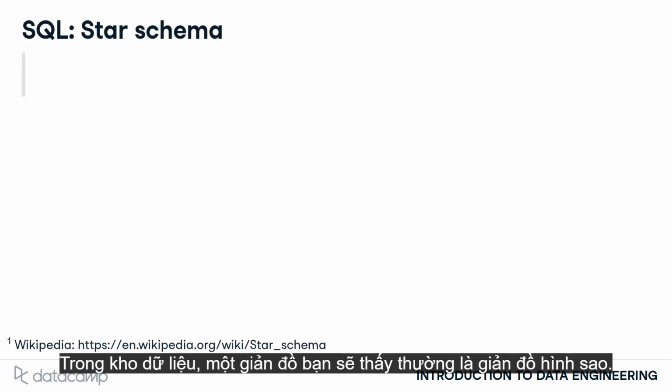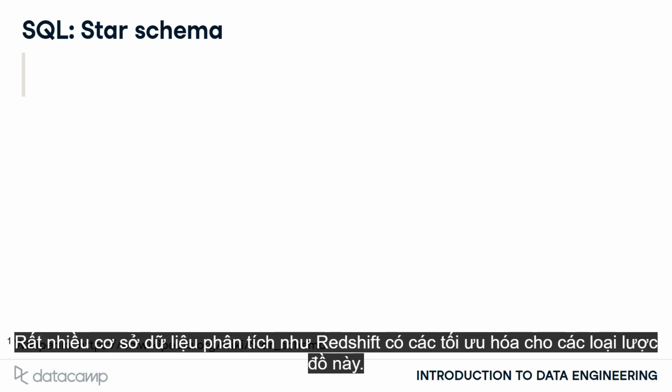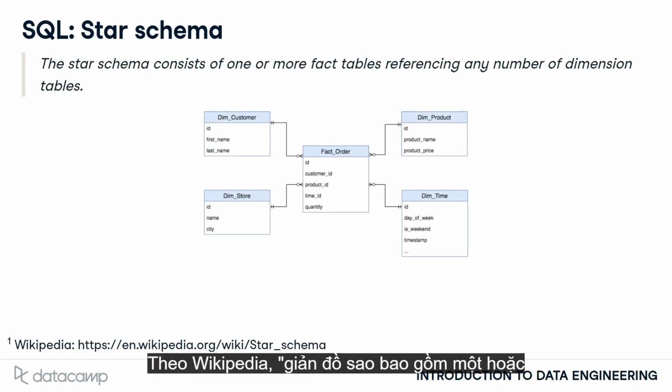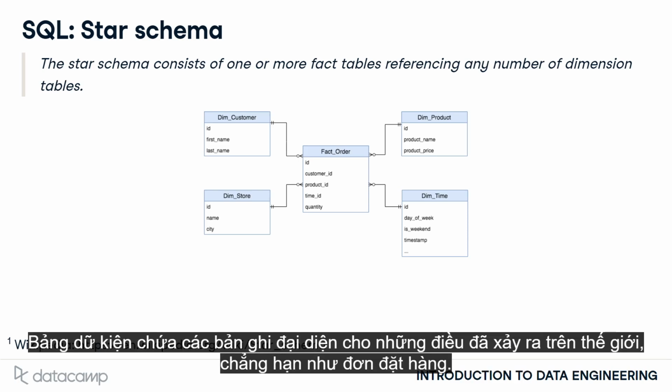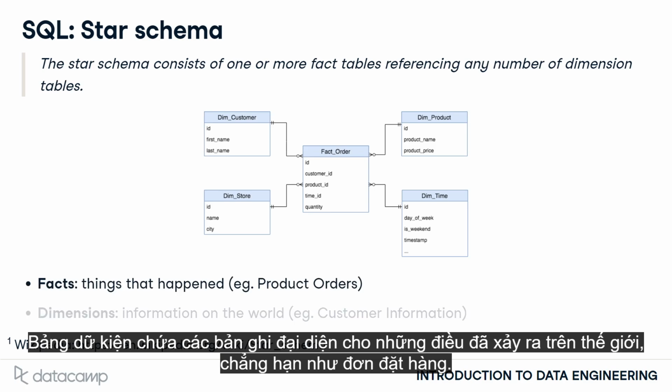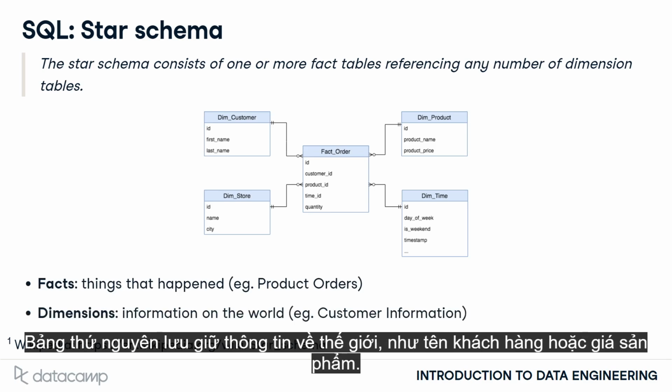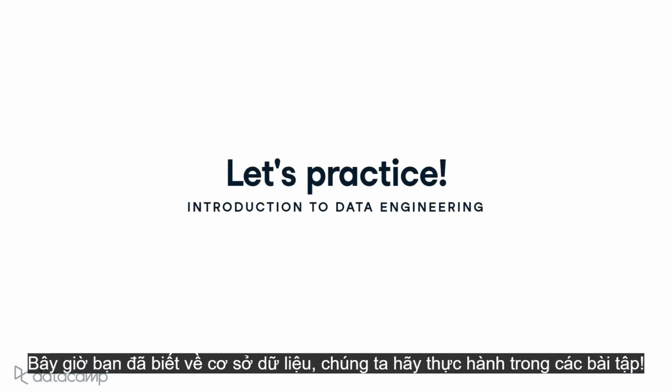In data warehousing, a schema you'll see often is a star schema. A lot of analytical databases like Redshift have optimizations for these kind of schemas. According to Wikipedia, the star schema consists of one or more fact tables referencing any number of dimension tables. Fact tables contain records that represent things that happened in the world, like orders. Dimension tables hold information on the world itself, like customer names or product prices. Now that you know about databases, let's practice in the exercises.